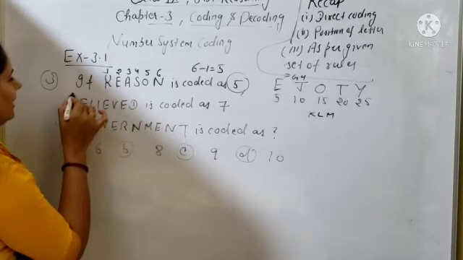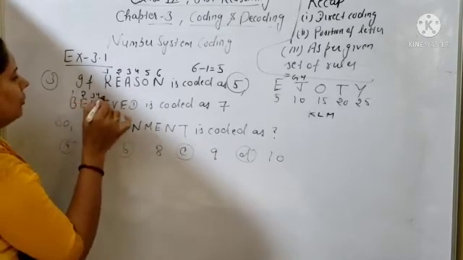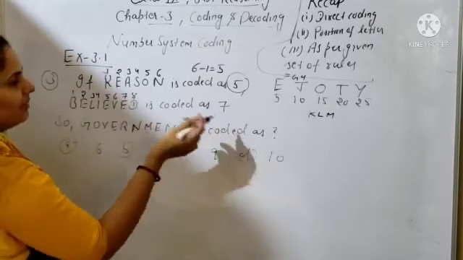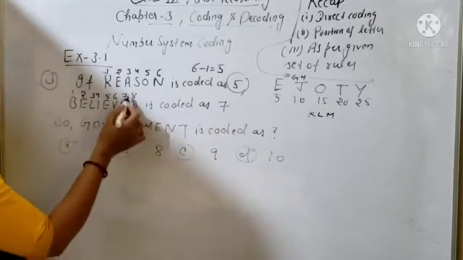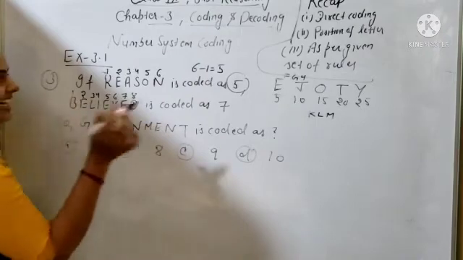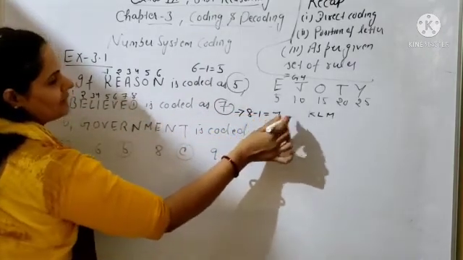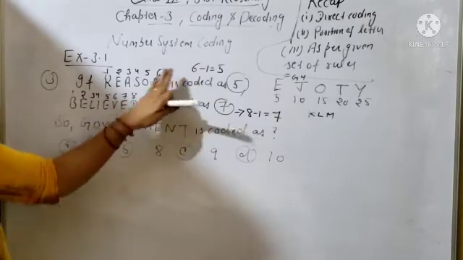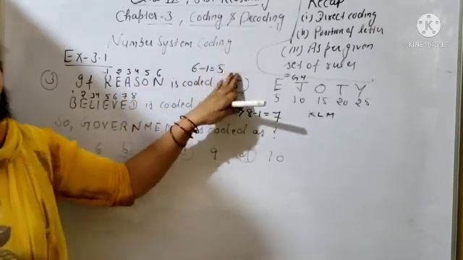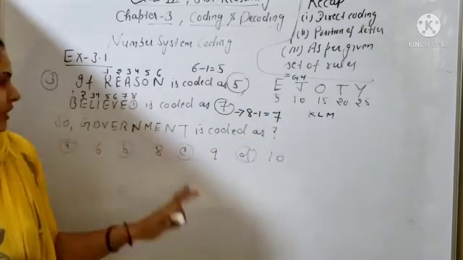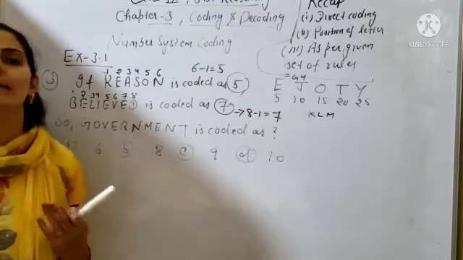Now BELIEVED: 1, 2, 3, 4, 5, 6, 7, 8. 8 letters, coded as 7. Here you are, how many letters are you getting? 8 letters. But here 7. It means you are applying the same rule: 8 minus 1 is equal to 7. Here also total letters minus 1, you are getting the answer 5. Here also total letters minus 1, you are getting 7. So in GOVERNMENT also you will apply the same rule.